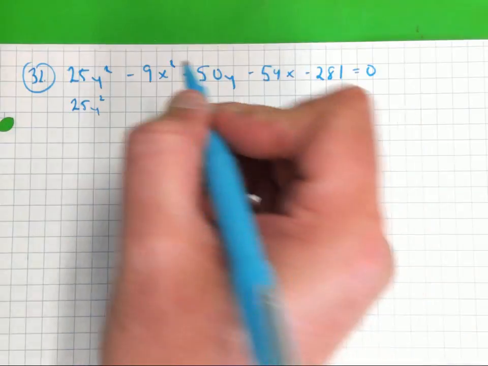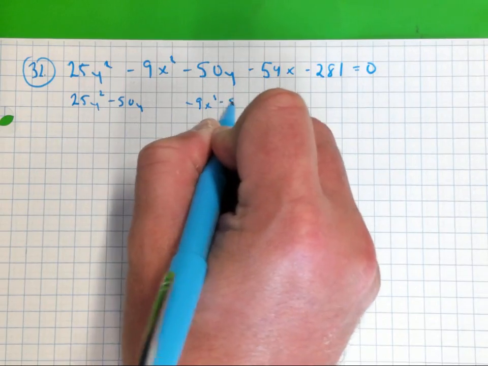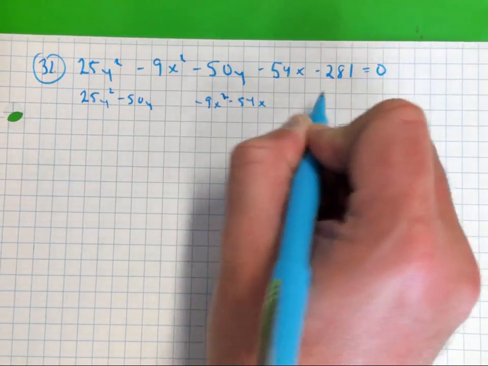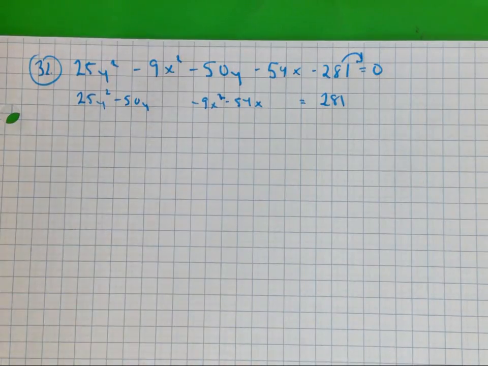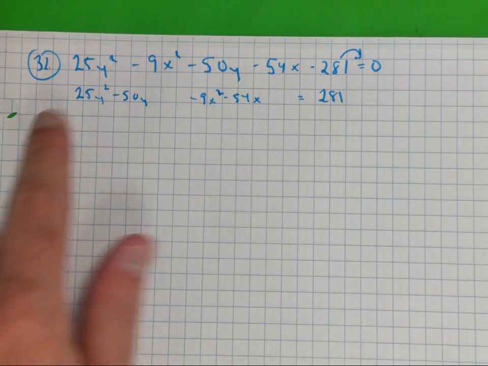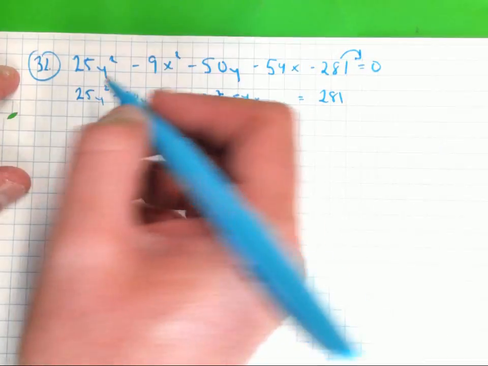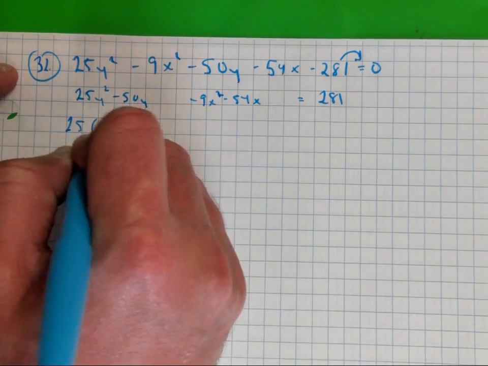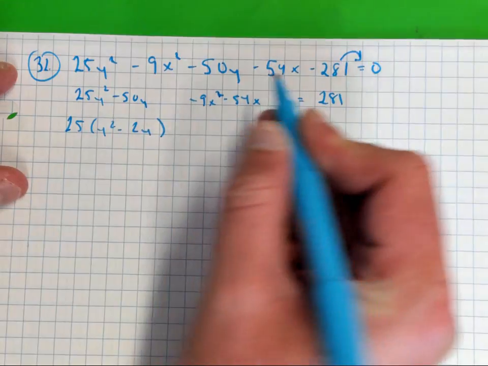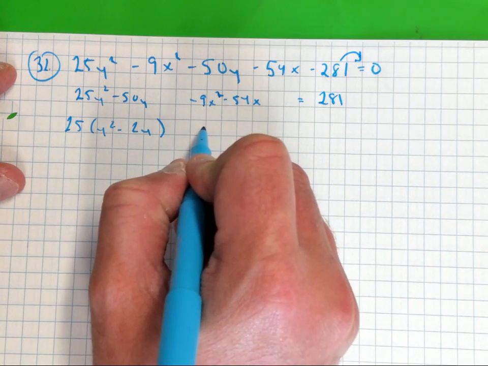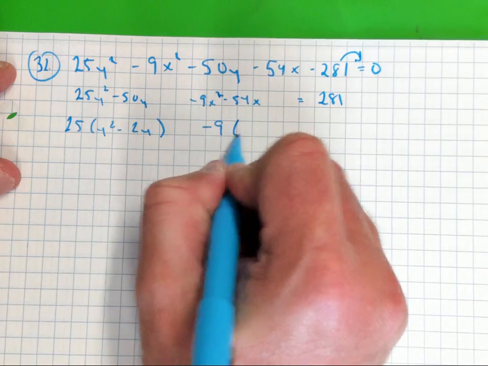All right, so let's group our y's. That negative 281 becomes a positive 281. All right, now what can I take out of this first part here, Mary Catherine? Very good. Jennifer, what can I take out of here, hon? 9. Would I take out a negative 9 or positive 9? Negative 9. That's how you're going to get your minus there.